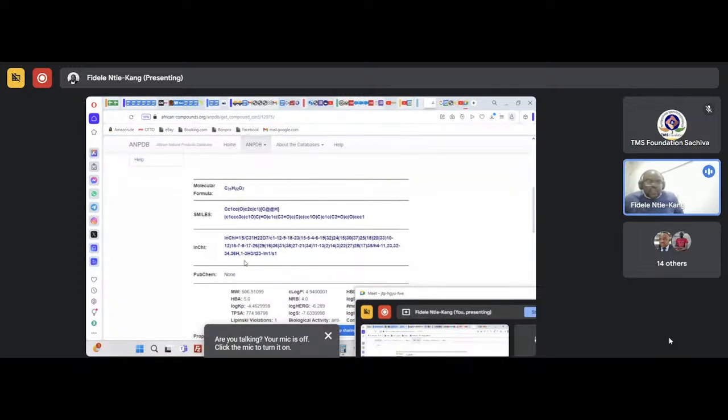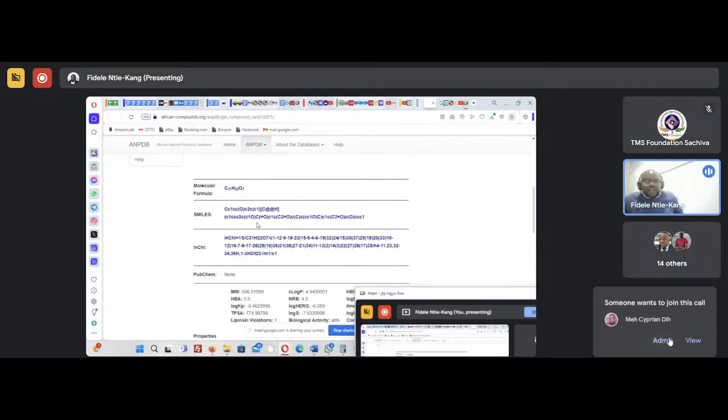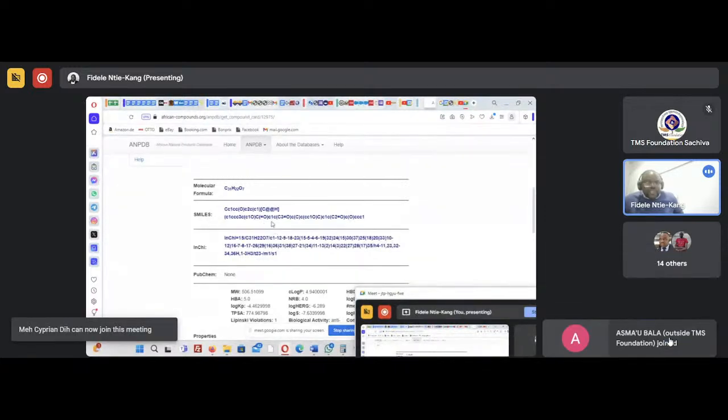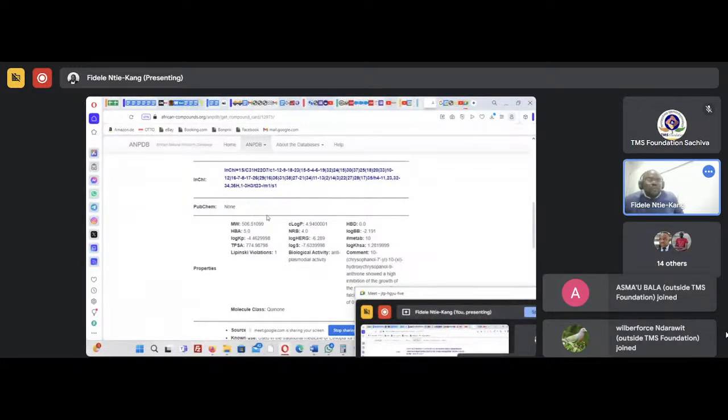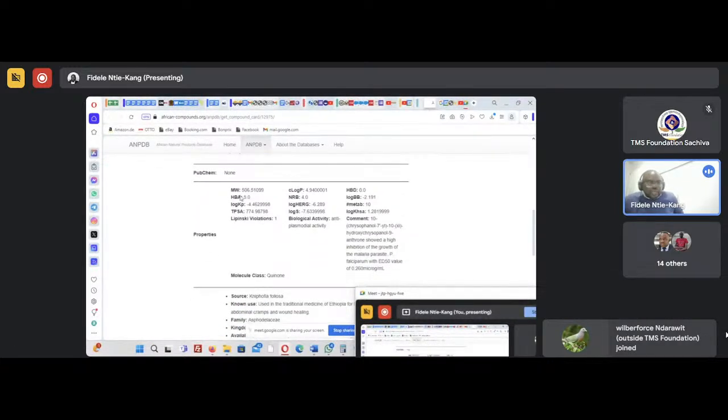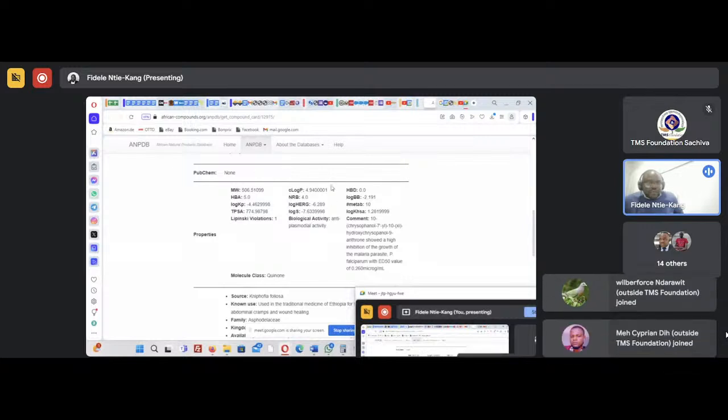The InChI is a lot more specific than the SMILES. The InChI was developed by the International Union of Pure and Applied Chemistry. For one molecule you can have several SMILES, but you can only have one InChI for one molecule. That's the difference, basically. And this compound is nice because it's also not found in PubChem. Other interesting information includes the molecular weight, logP values, and hydrogen bond donors and acceptors.